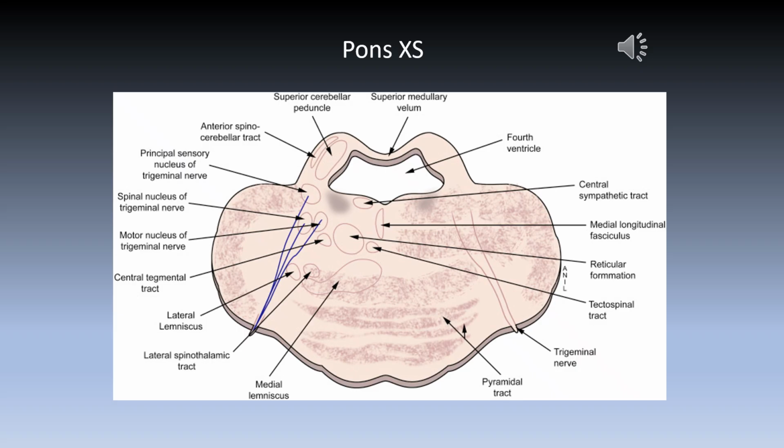Okay, then we have the tectospinal tract. I have already talked about it. So we have all of these things that have to pass through the medulla and then the pons, and then the next aspect of the brainstem is the mesencephalon, which we call the midbrain. So we'll look at that on the next slide, please.